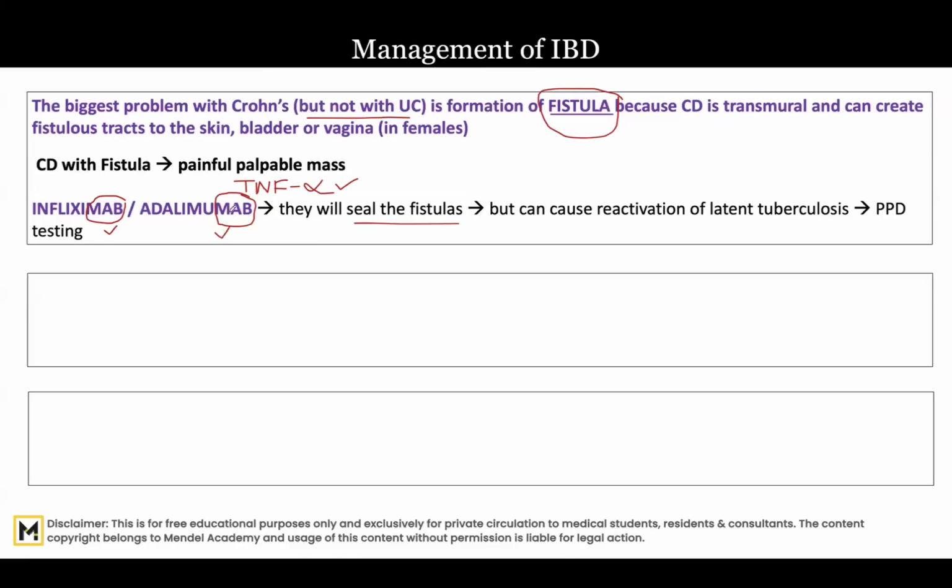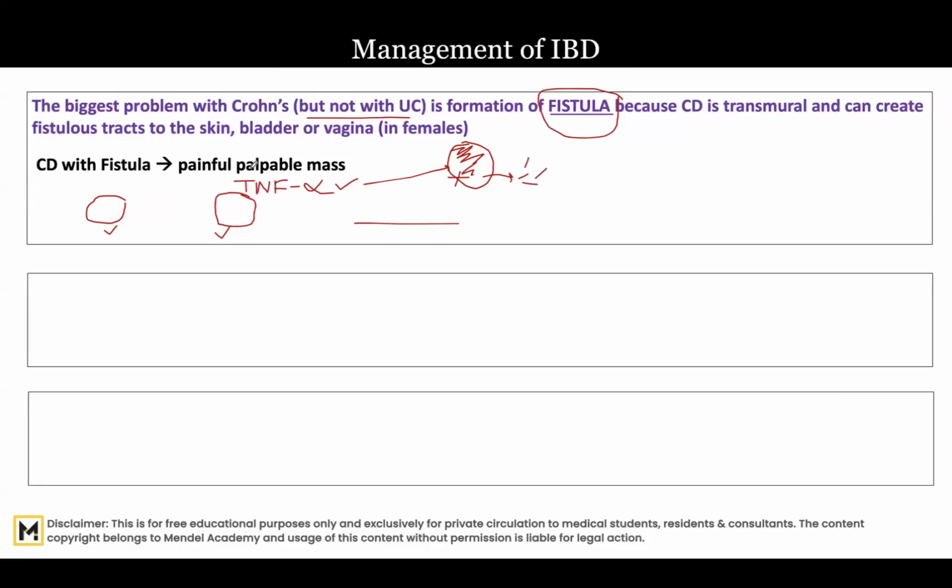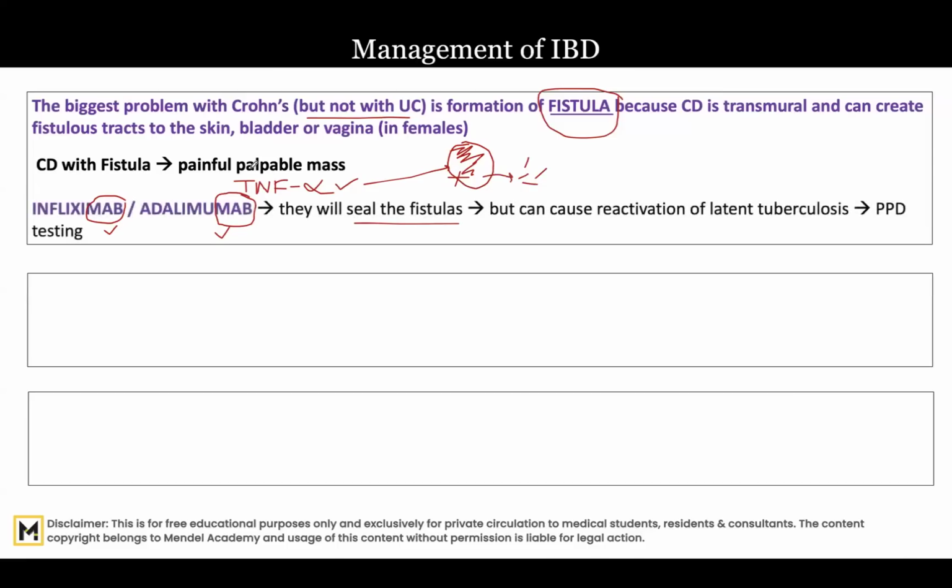Now, when you give this, if this is the granuloma and this is our TNF alpha, then this wall will break open. It will break. And what will come out? The acid-fast bacilli will spill out and disseminate throughout the blood. And what will happen? It will cause secondary tuberculosis. So it can cause reactivation of latent tuberculosis.